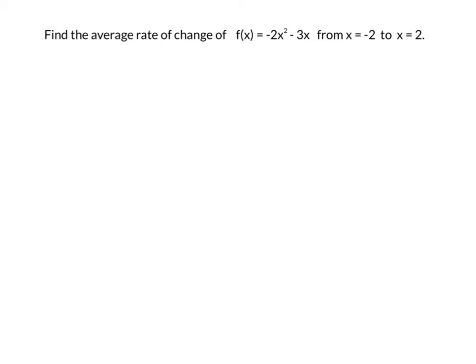Find the average rate of change of f of x equals negative 2x squared minus 3x from x equals negative 2 to x equals 2. Now the average rate of change, remember, is essentially asking you for the slope. So this is like asking for the slope from x equals negative 2 to x equals positive 2.